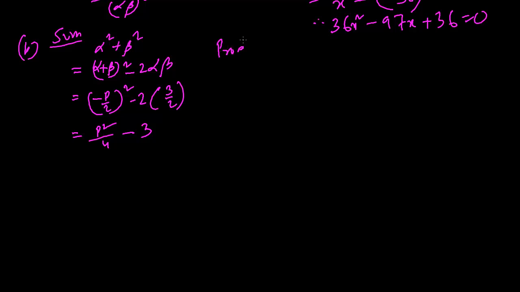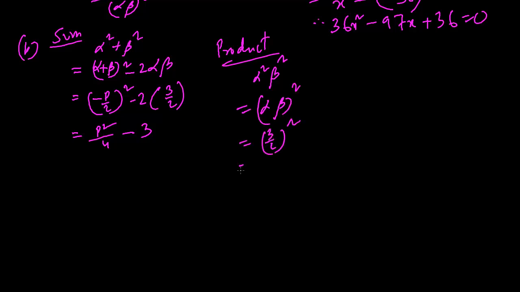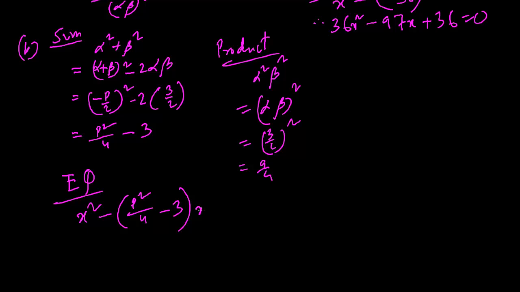Now the product. So the product is going to be alpha squared into beta squared. So this is alpha beta whole squared, which is 3 by 2 whole squared, which is 9 by 4. So the equation in terms of p is going to be x squared minus sum of the roots, which is p squared by 4 minus 3, x plus product of the roots, 9 by 4, equals 0. Here we don't have to express it with integer coefficients because it's in terms of p.